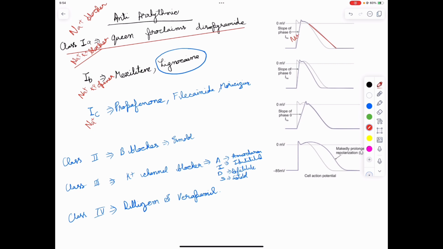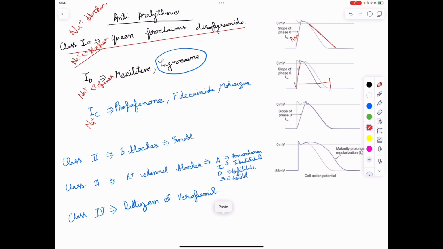Now class 1B is a sodium blocker and potassium opener. We have here mexiletine and lignocaine, and what it does is block the sodium channel, so the slope of phase 0 is decreased, but it is opening the potassium channel, so the time period of the action potential reduces, whereas propafenone is exclusively a sodium channel blocker, and it only alters the slope and nothing else.